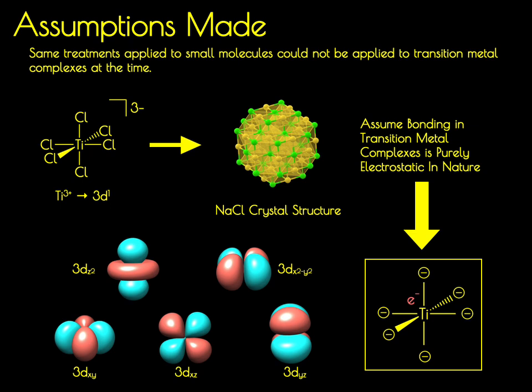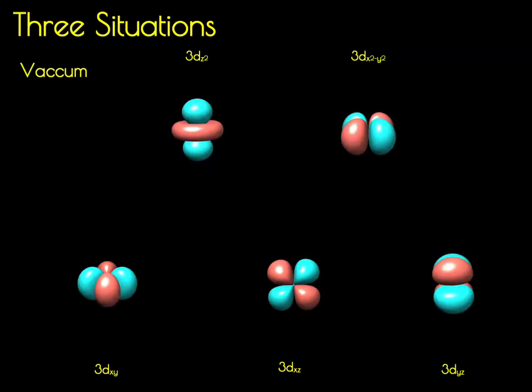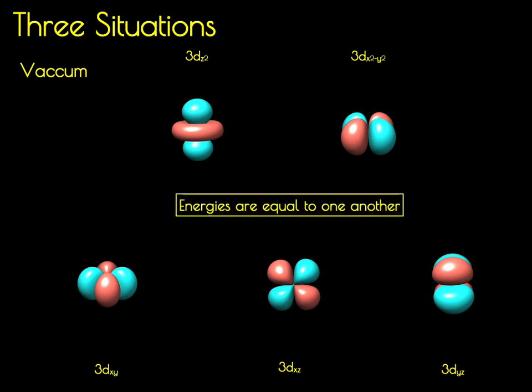The first situation that we're going to look at is if these d orbitals are in a vacuum, so they're not being exposed to any external field. In a vacuum, all of these d orbitals will have the same energy. They'll be 5-fold degenerate. So there's going to be no influence on the relative energy of one orbital relative to the other orbital when it's contained in a vacuum.